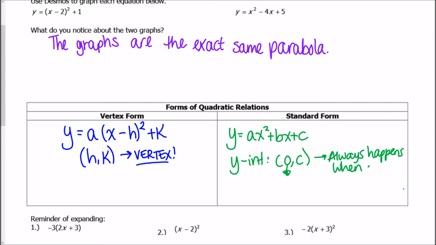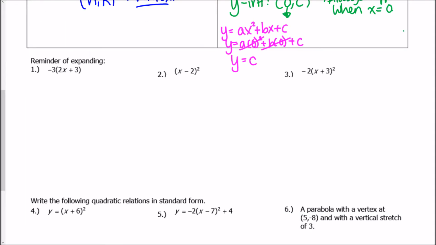when x equals 0. So for example, if I were to plug in 0 into my equation, y equals ax squared plus bx plus c here, it would be y equals a times 0 squared plus b times 0 plus c. So I just plug 0 in for x. Well, anything times 0 goes away, it cancels out. So all of those numbers cancel out, and I just end up getting y equals c. All right. So let's go ahead and expand to number 1.